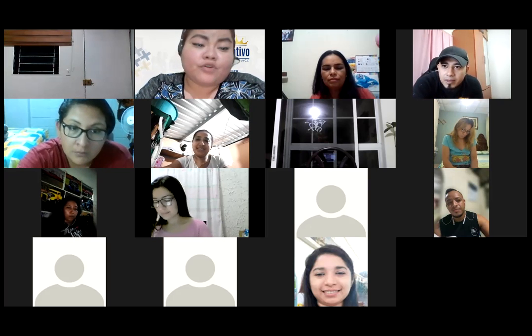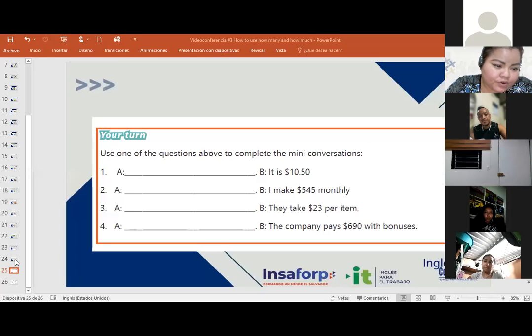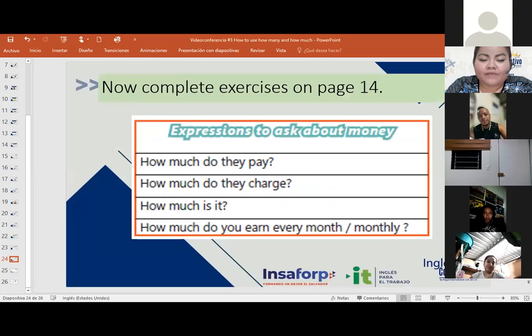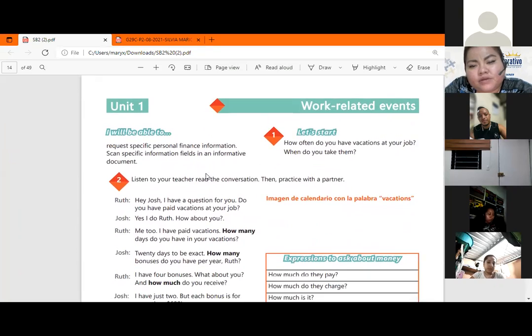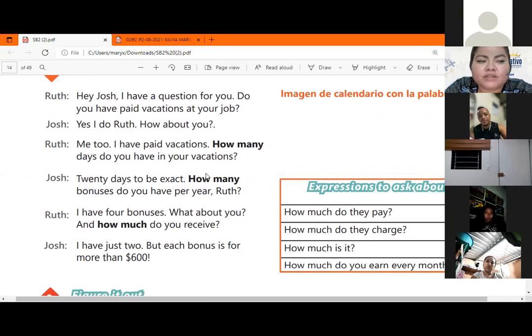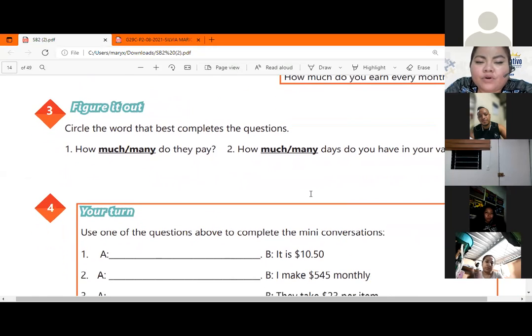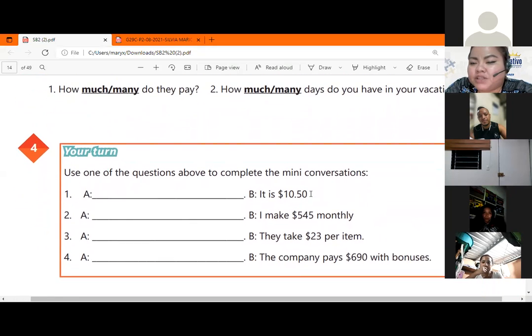I have another example from the book, right? If we go to the book, we go here where we have the expressions to ask about money. Cuando vamos aquí a las expressions to ask about money, vámonos, go to page 14. Go to page 14 on your book. This is the book, right? We are in this page. We just practiced the conversation between Ruth and Josh. We have the expressions, and now ya sabemos cómo hacer preguntas con how much and how many.